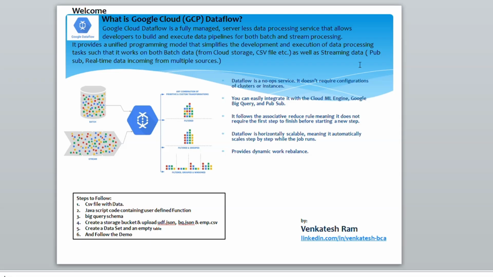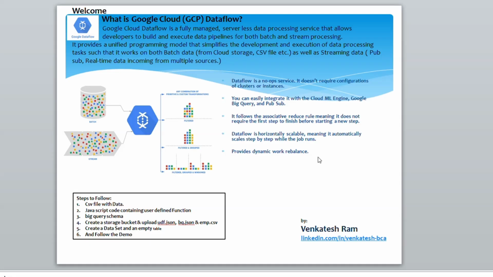It doesn't require a configuration of clusters or instances. You can easily integrate with the cloud machine learning, Google BigQuery, and PubSub. It follows the associative rule. That means it doesn't require the first step to finish before starting a new step. Dataflow is horizontally scalable. It provides a dynamic work rebalance.